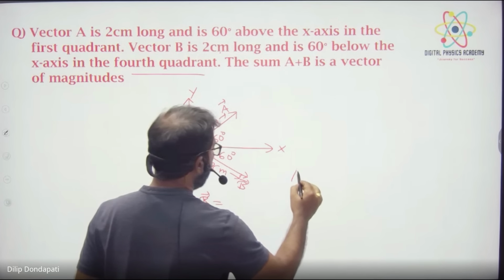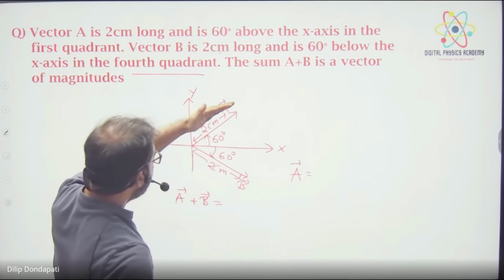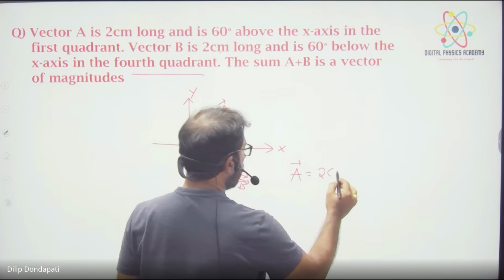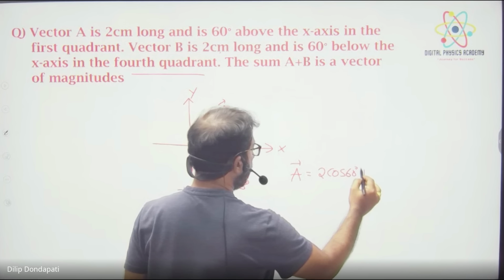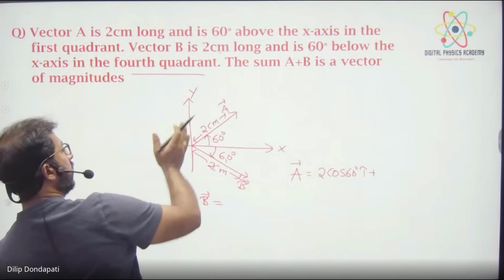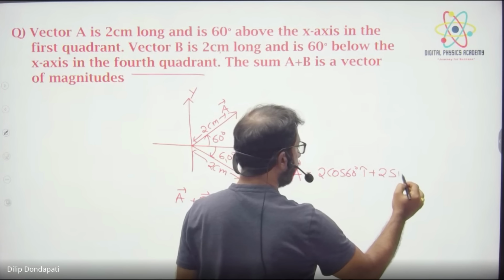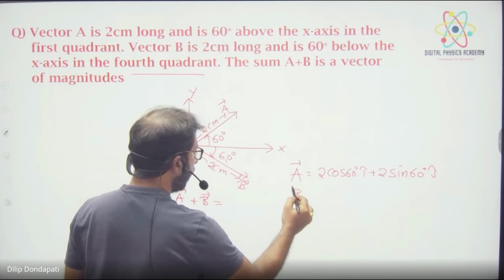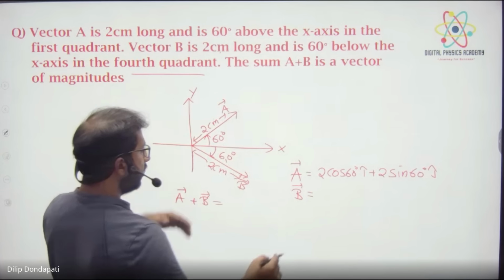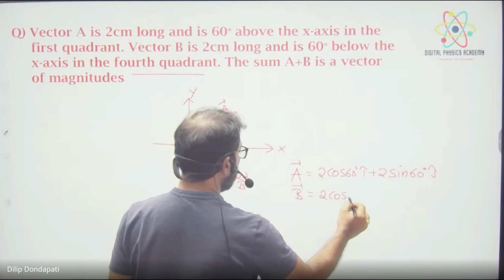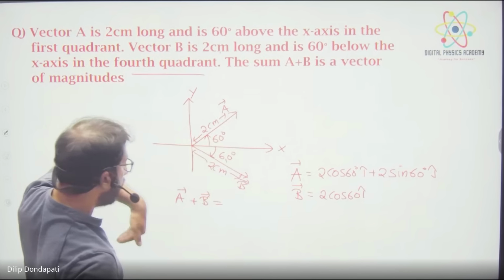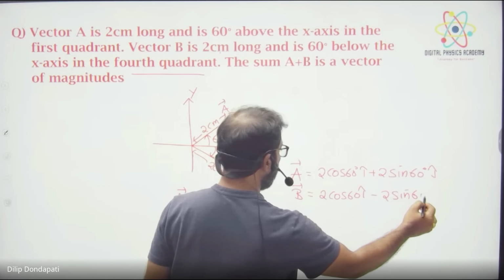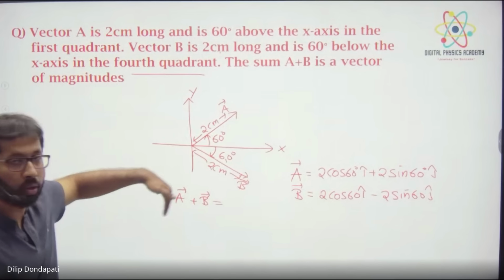So the A vector will be 2 cos theta, that is 2 cos 60 i cap plus the y direction, positive y direction, right? 2 sin 60 j cap. Now coming to the B vector, this direction is 2 cos 60 i cap. The down direction is minus 2 sin 60 j cap. Minus, understood? It is coming below the y axis.